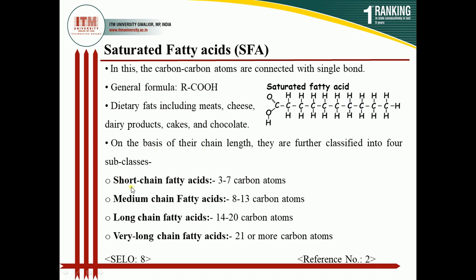So the short chain fatty acids have a length of around 3 to 7 carbon atoms. In the medium chain fatty acids, around 8 to 13 carbon atoms are linked together. In long chain fatty acids, around 14 to 20 carbon atoms are linked together. And in very long chain fatty acids, 21 or more carbon atoms are present.